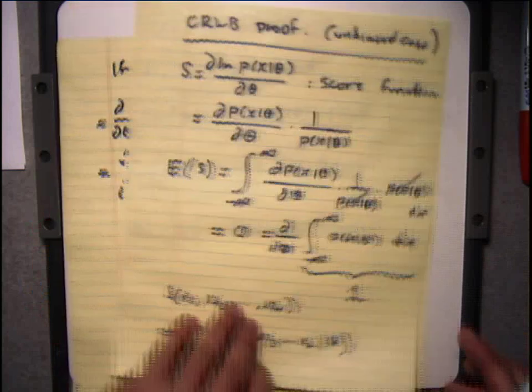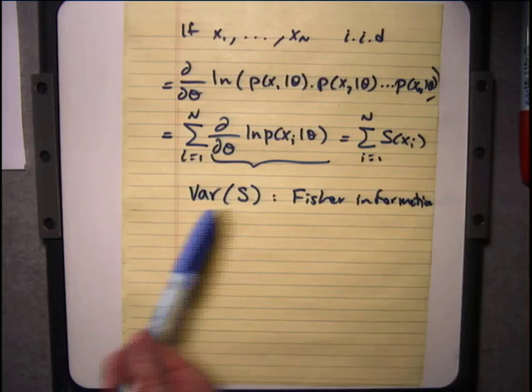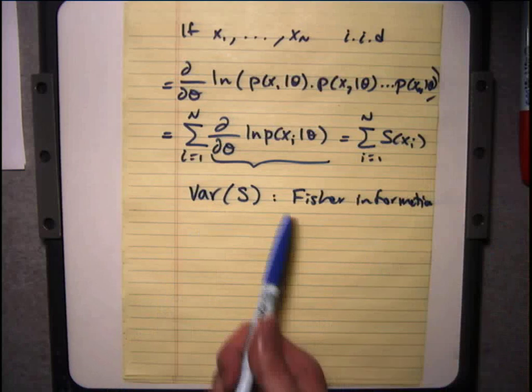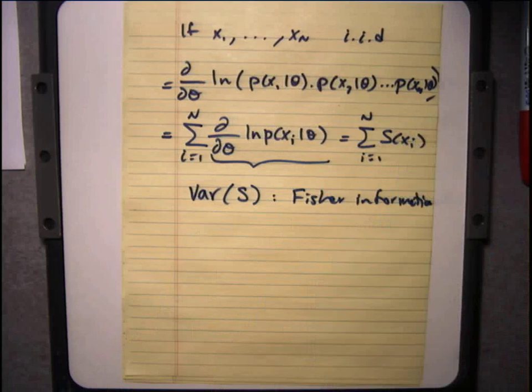What's nice about this is that the variance of the score function gives you the amount of information contained in the data about your parameter. Furthermore, it shows you that if you have independent data, the information gets added together. So the information contributed by each of the independent samples is simply added to the information from the rest.